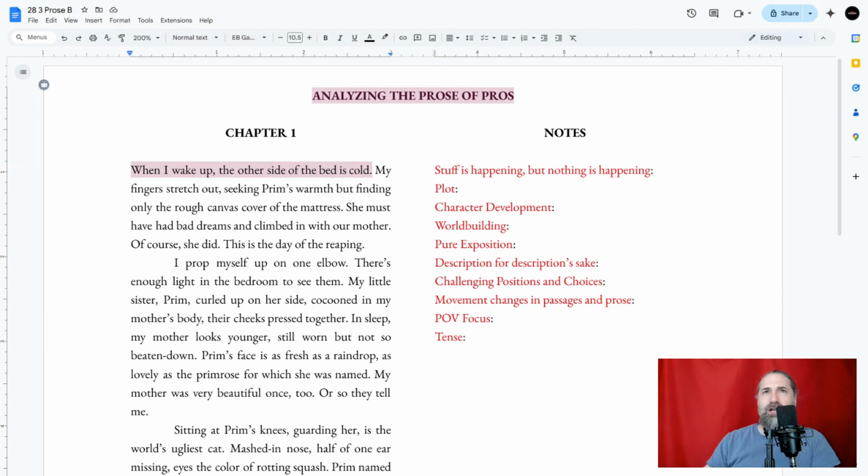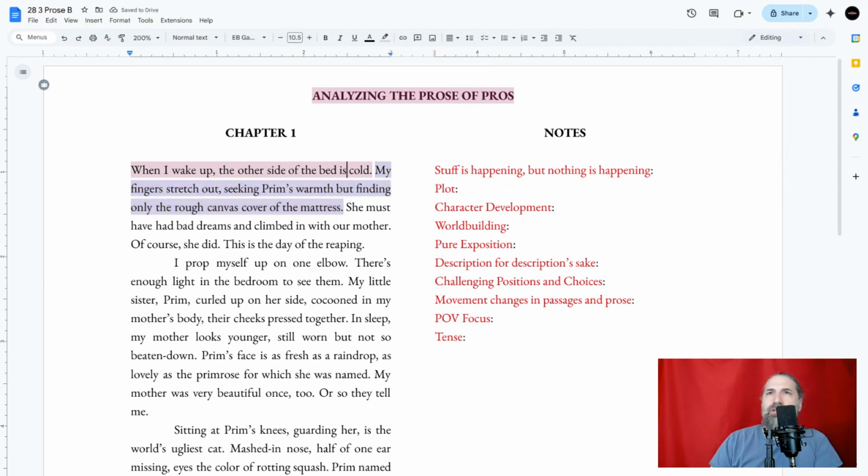It's not much to start, but we are establishing that they are waking up and the bed is cold. Kind of moves the plot forward, but at the same time, because we know she's waking up. All right, let's see. Next sentence, which, by the way, if you notice, is long.